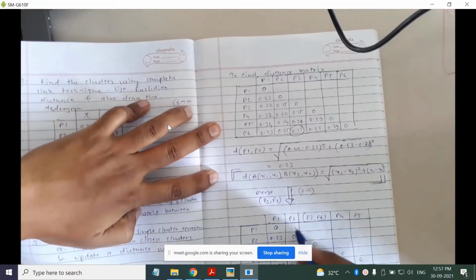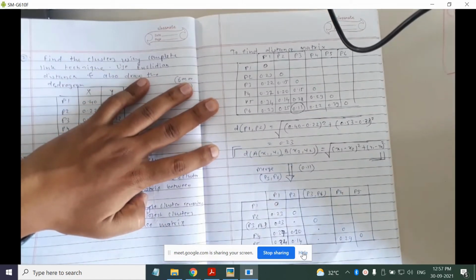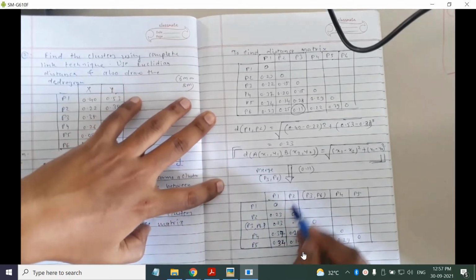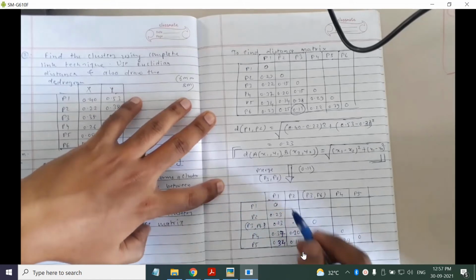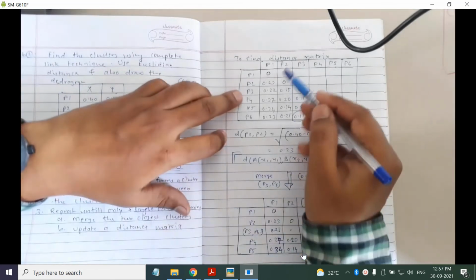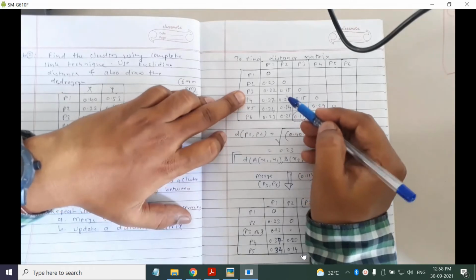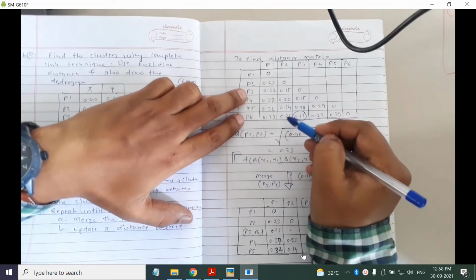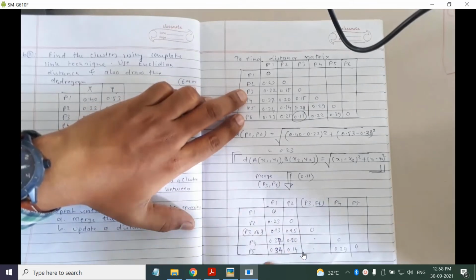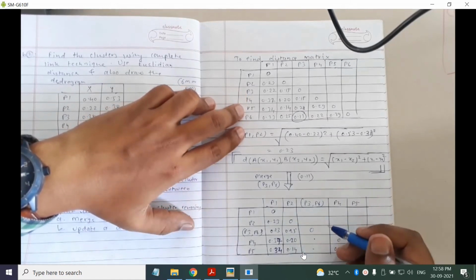So I want to find the distance between P2 and P3 P6. What is the distance of P2 P3? P2 P3 का कितना है 0.15 और P2 P6 का कितना है 0.25. Max of that is 0.25. So that will speed up your process.